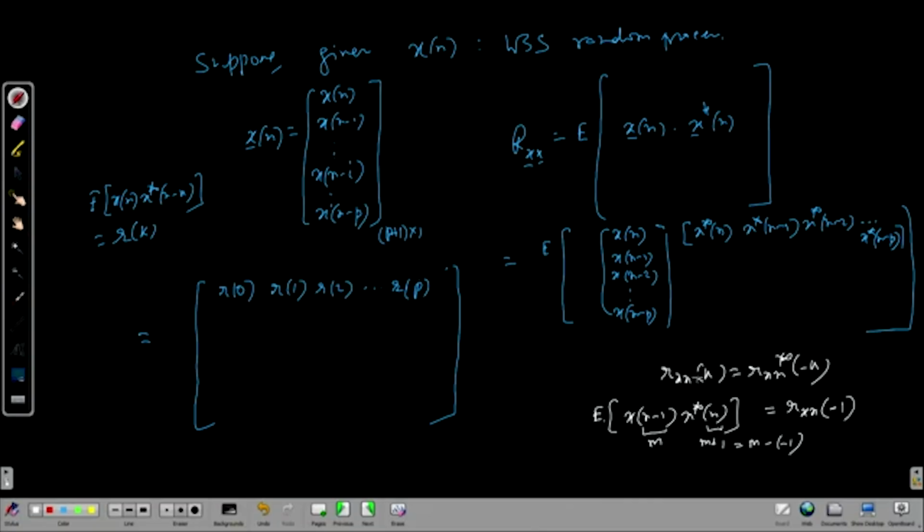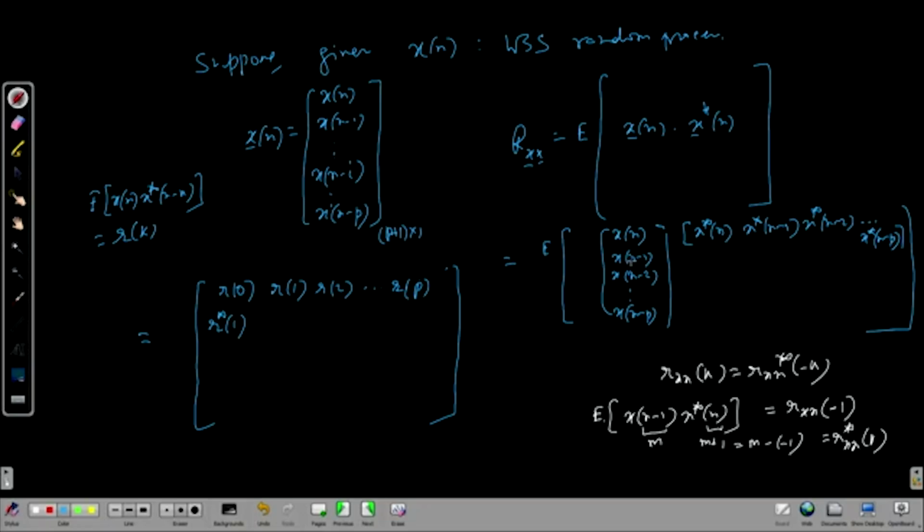So, R_xx(-k), if I make it, becomes R_xx*(k). So, this is R_xx*(k). I am not using the xx subscript here to avoid clumsiness, because it is too congested. So, x(n-1)x*(n), it will be nothing but R*(1). This has to be, because after all this correlation matrix is Hermitian, as we have seen. So, the (1,2) and (2,1) elements must be conjugates of each other, conjugate symmetry, and that is what is happening, R*(1).